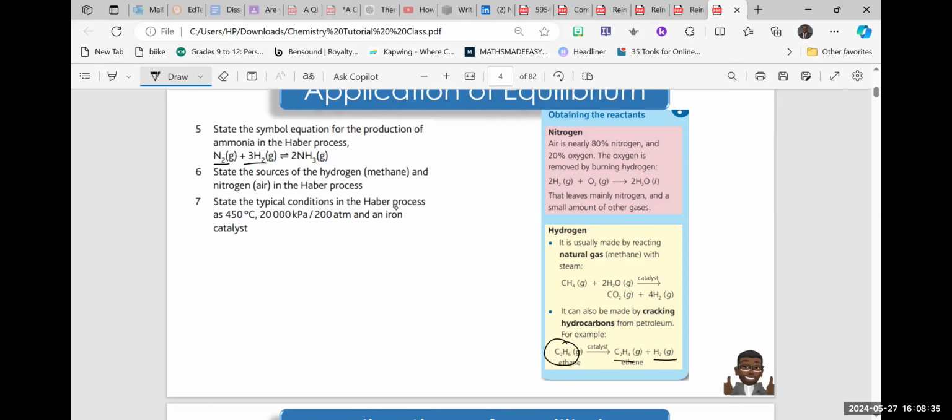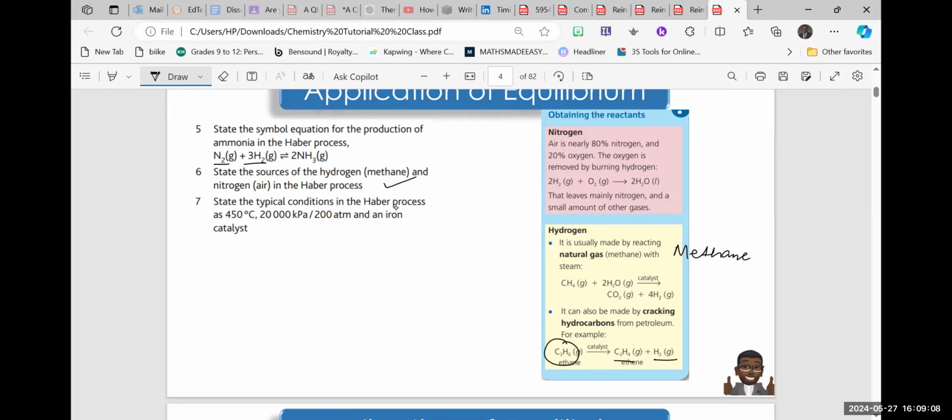So these are the two sources of hydrogen. From methane, which is the natural gas, the cooking gas. And of course, from cracking hydrocarbons. Maybe if you are stating this in exam, you don't just say hydrocarbons, just tell us from the cracking of hydrocarbons. That will give you your full complete mark. So we have been able to look at the sources of nitrogen and hydrogen, as stated by your syllabus.